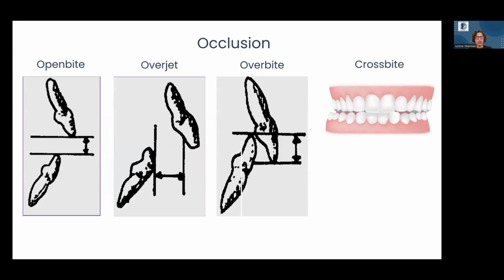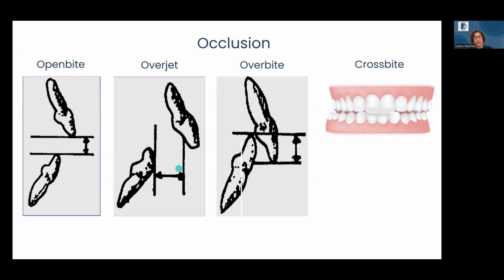And then in occlusion we have an open bite, an overjet, an overbite, and a crossbite. So when we're describing the teeth, an open bite is when the top and bottom teeth don't come together. You often see that in the front of the teeth or laterally when we have a tongue thrust or a habit of thumb sucking or pacifier use.